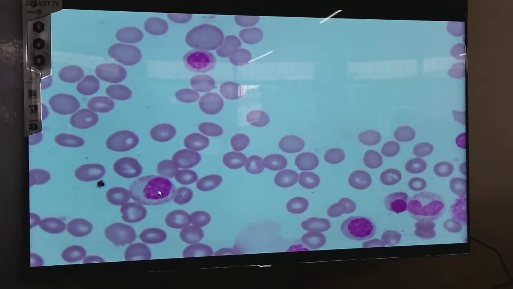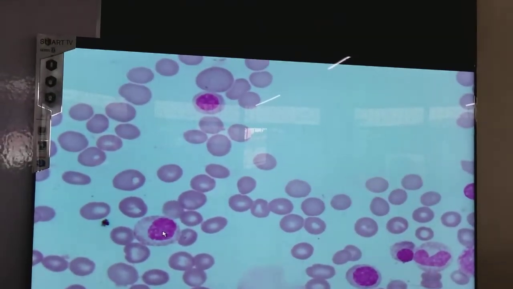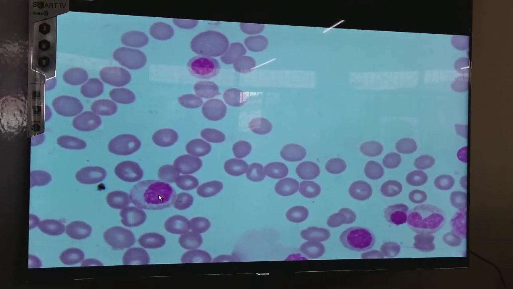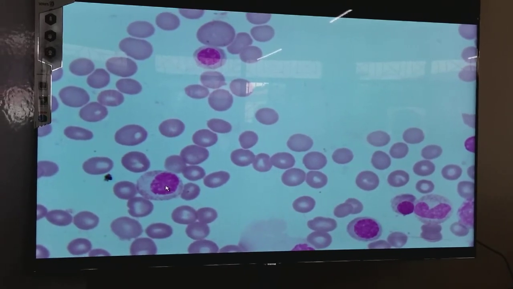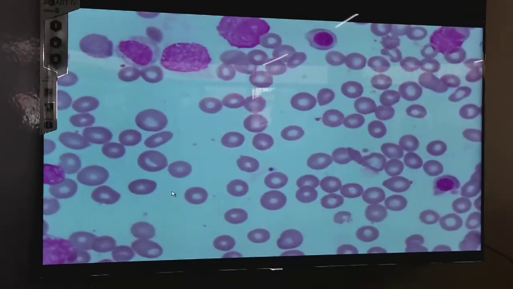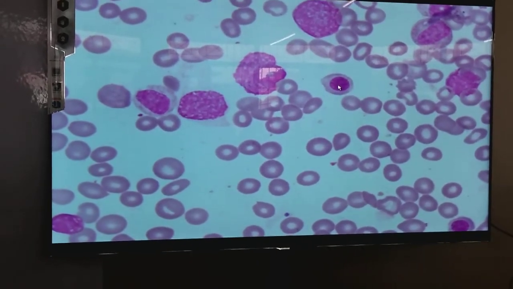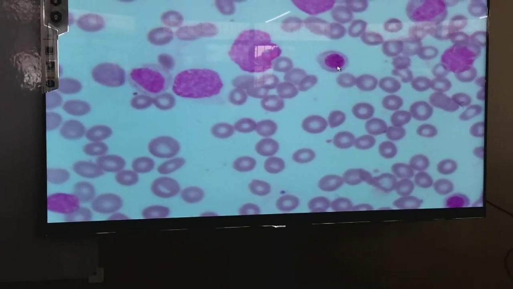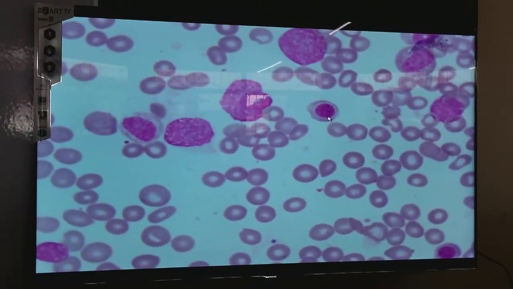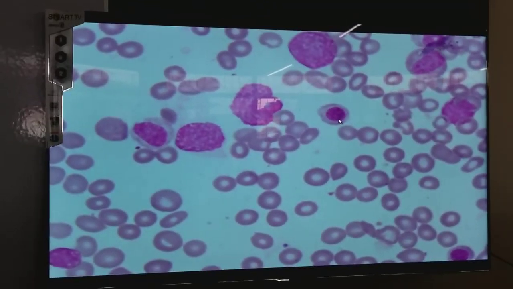How about that cell? Polychromatophilic. Myeloid or erythroid? Erythroid. Look at the color of the cytoplasm. Polychromatophilic. When it is ortho, the color is darker. How about that cell? Myeloid. Particularly what stage? Myelocyte.